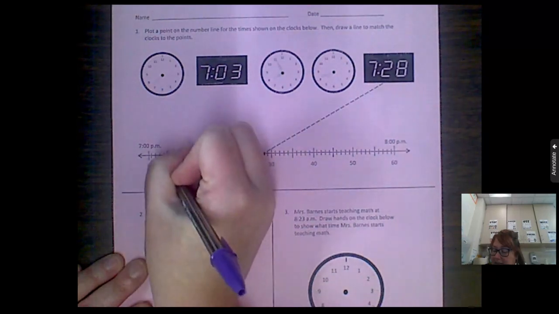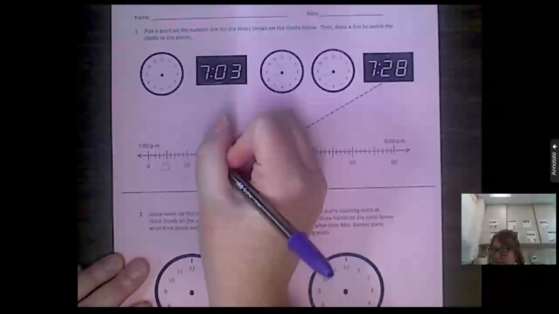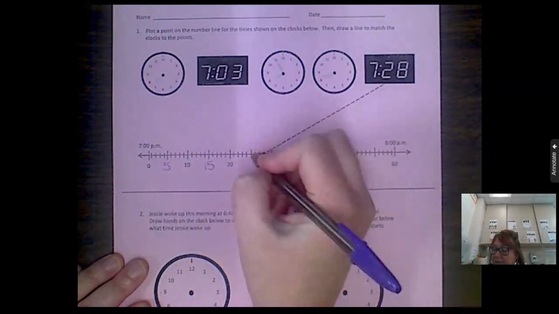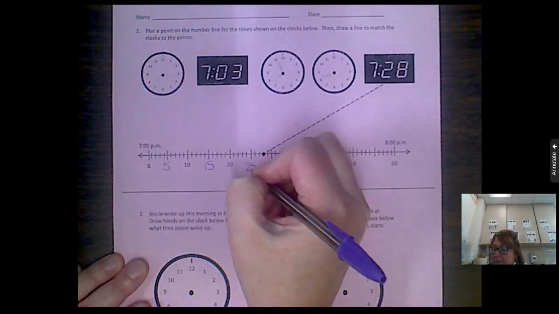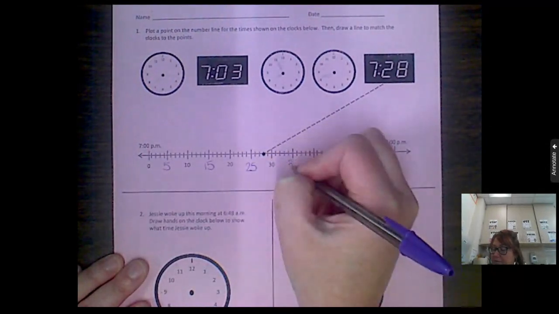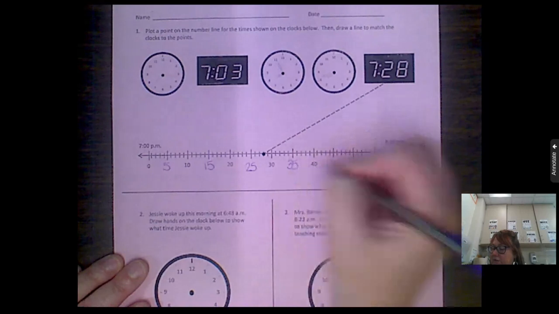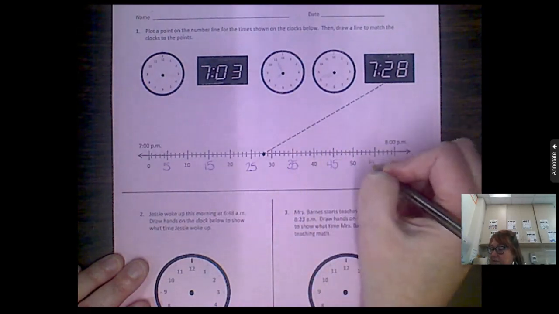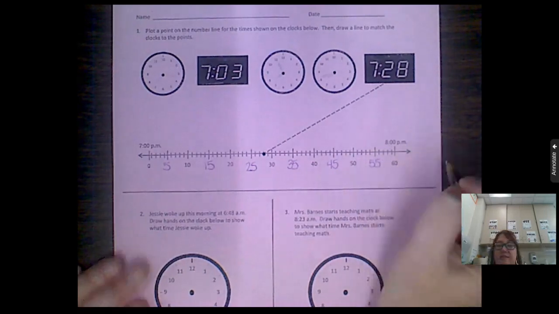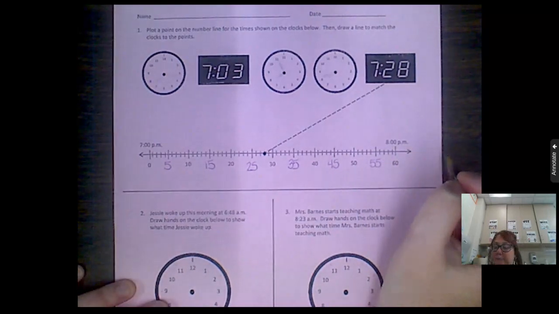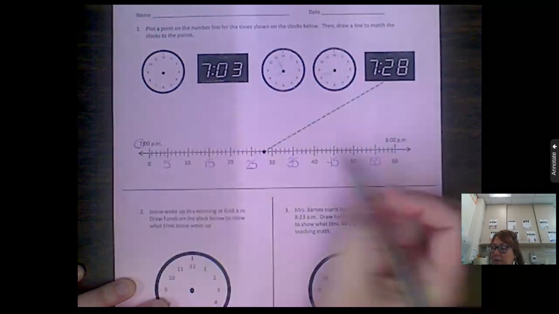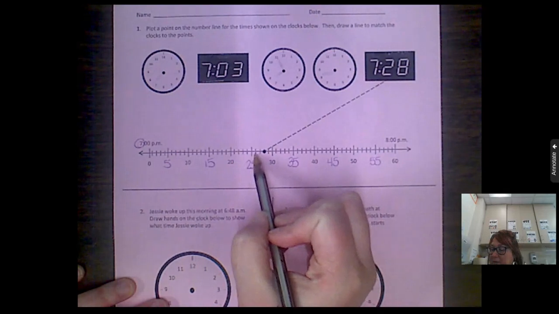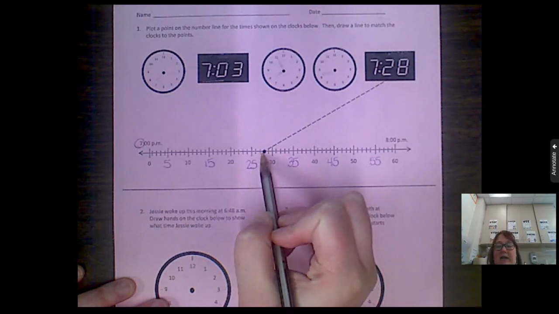So there's 5, 10, 15 is that next longer line in there, 20. This next long line would be 25, 30, 35, 40, 45, 50, 55, 60. So for 7:28, again, my starting time is 7, so that works there. Here's 7:25, and this would be 26, 27, 28. So that's why that works there.